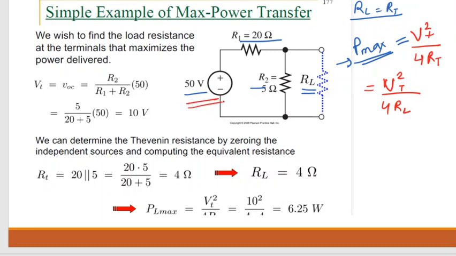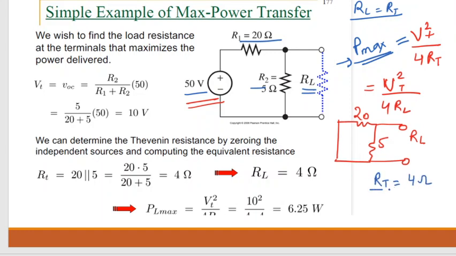So now in this case, the voltage source must be short circuit, right? And we need to calculate RL. RT is how much in this case? 4 ohm, because they both are connected in parallel, that would be equal to RL. So now we got the value for RT. Yes or no?